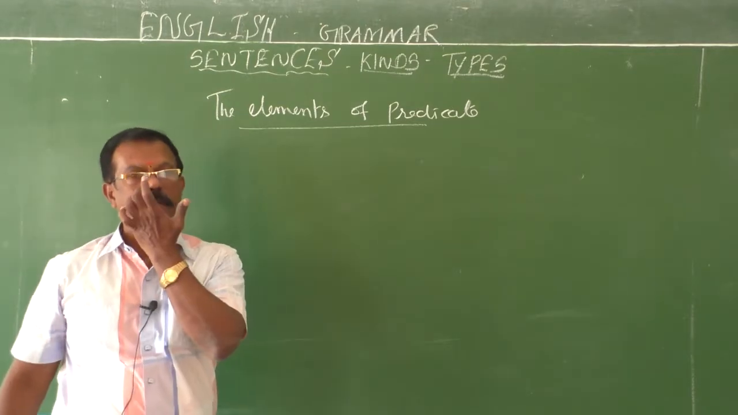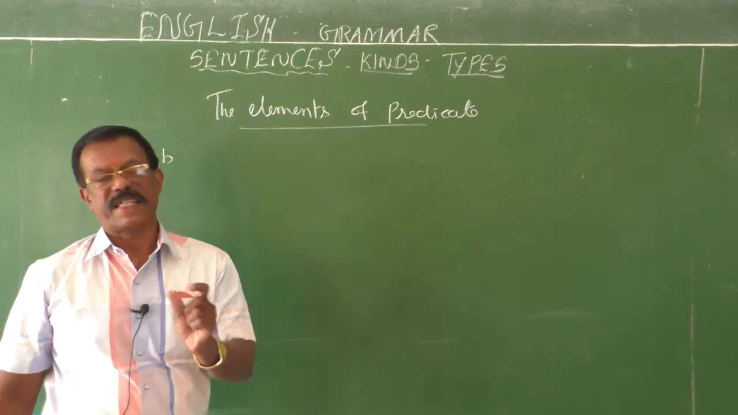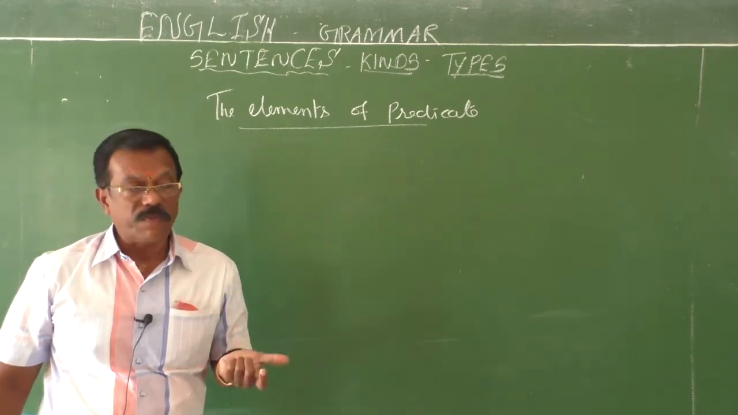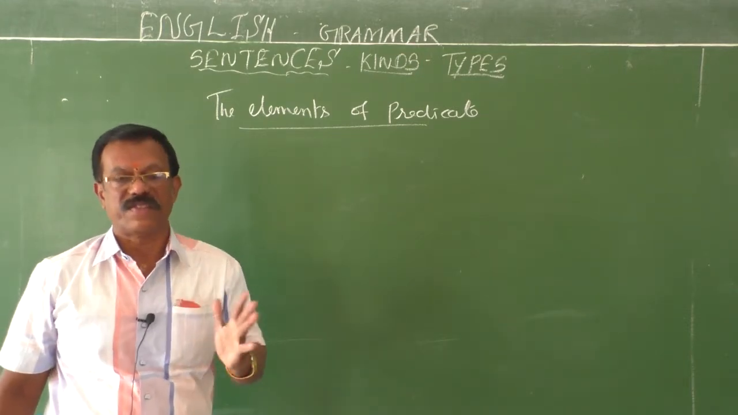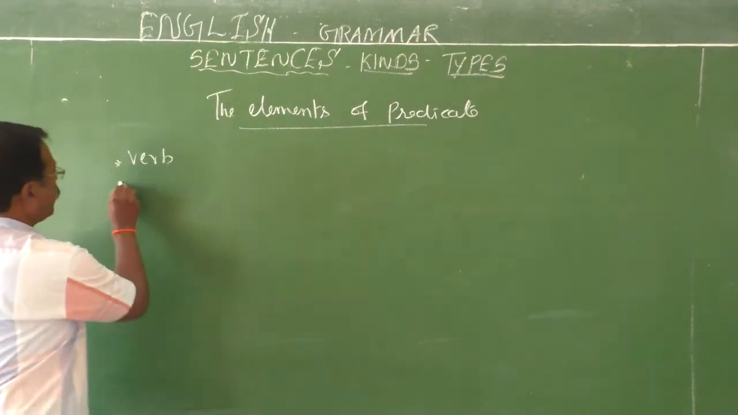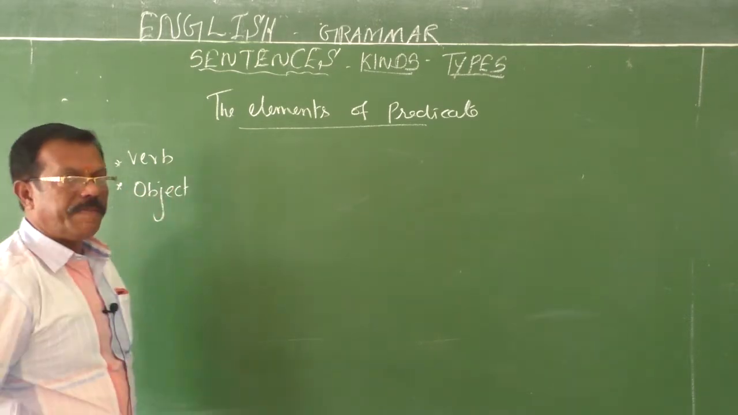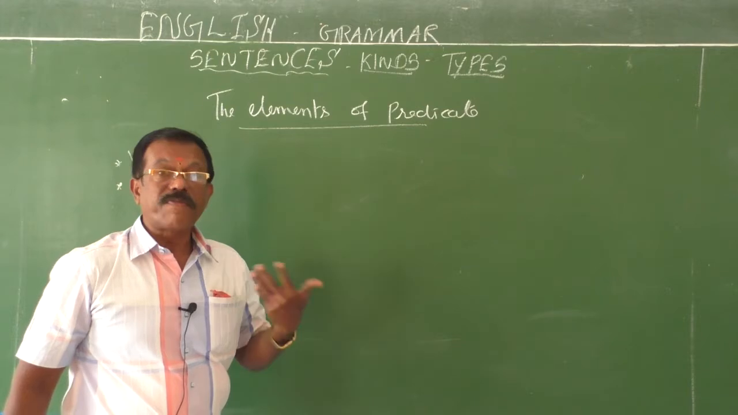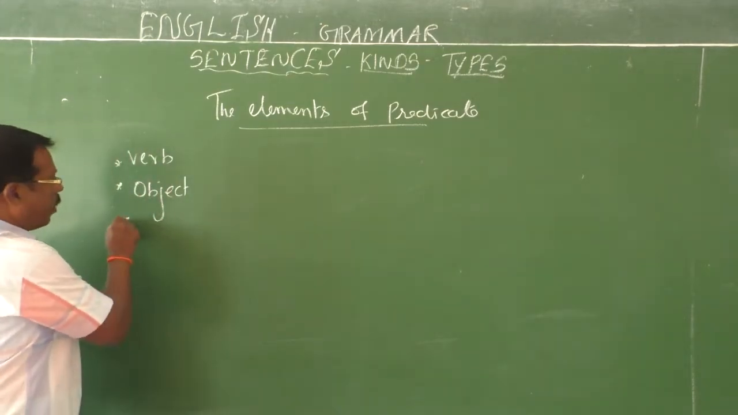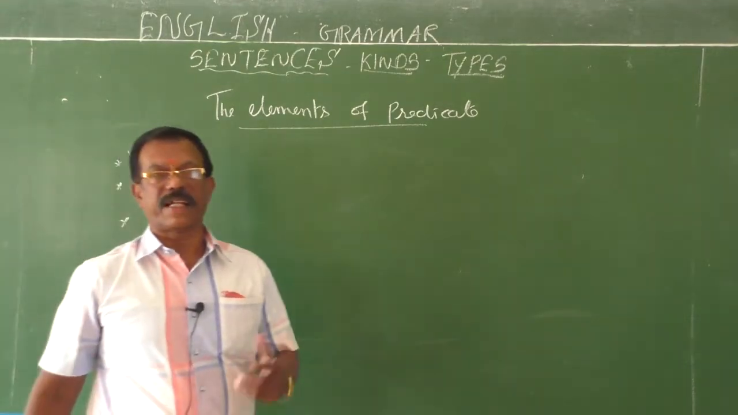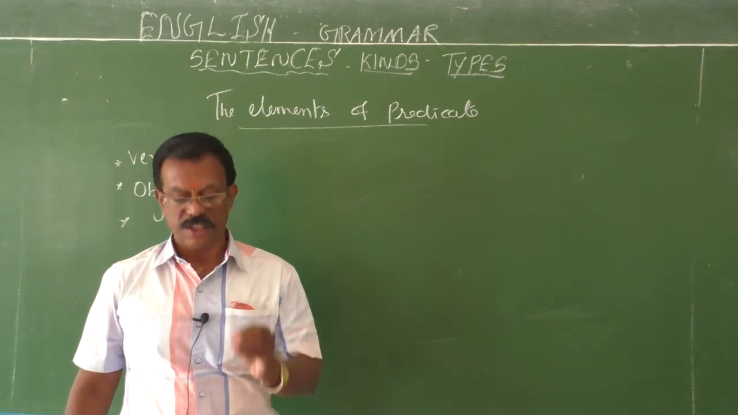Without verb, you cannot imagine a sentence. A single verb can be a sentence. But without verb, you cannot imagine, not frame, a sentence. Okay, fine. Next, object. Object can be another optional element of a sentence. This object can be of two types, a direct object and an indirect object. I will give you an example for each one.